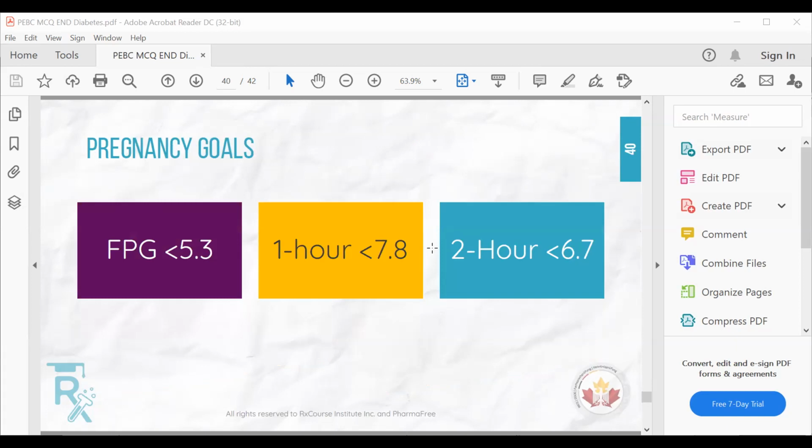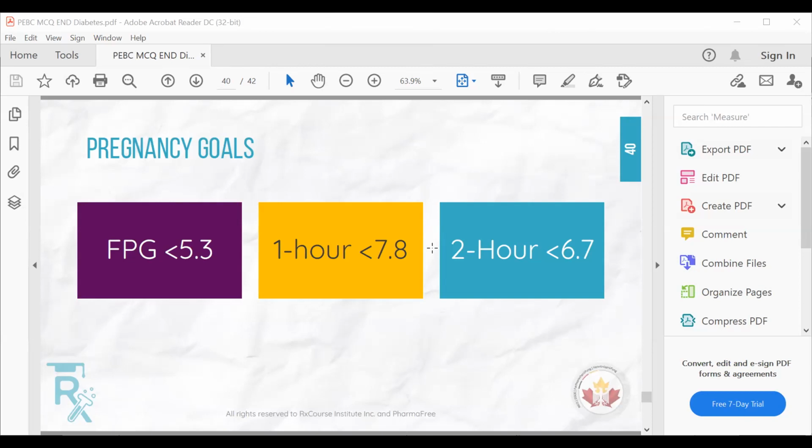For a pregnant woman who is diabetic, I might have somewhat different targets of glucose level. If it's a fasting blood glucose, I can accept less than 5.3. This is totally acceptable for me. The postprandial, less than 7.8. This is totally acceptable for me. Like the 1 hour: if she takes some carbohydrate and I measure the blood sugar at 1 hour, it can be less than 7.8. If it's 2 hours, less than 6.7.